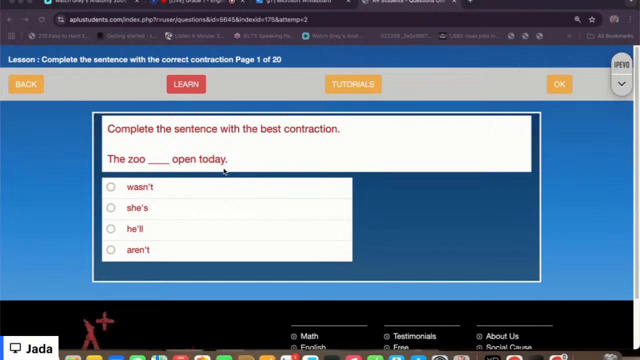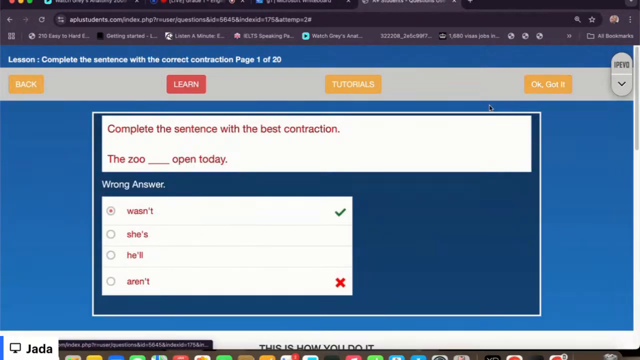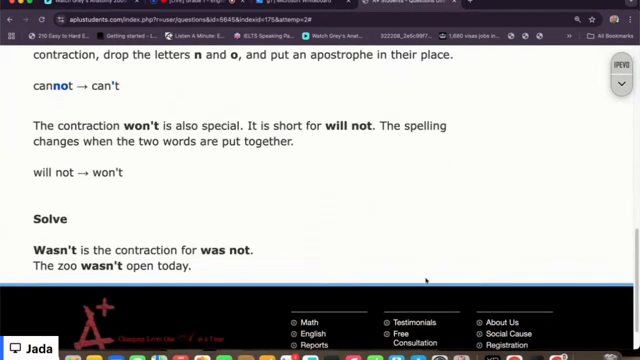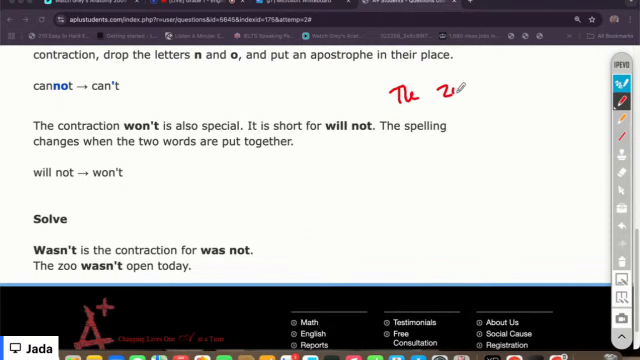Okay, so we have option 4. Let's see if that's correct. Let's see. So now this is wrong because it's supposed to be wasn't. Okay. So the suitable contraction is saying, oh, the zoo was not open today. We cannot say the zoo aren't. Okay. So what is more suitable is was not. That means you went to the zoo and it wasn't open. Yes. So it should be option 1.